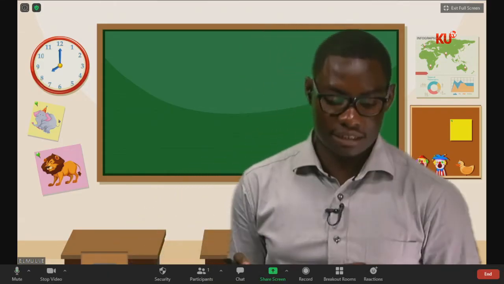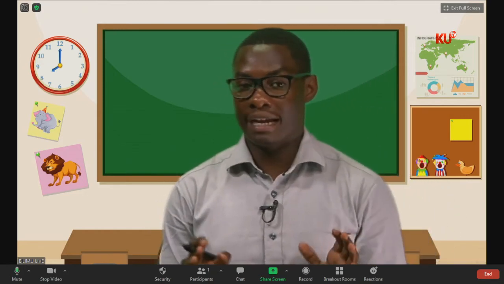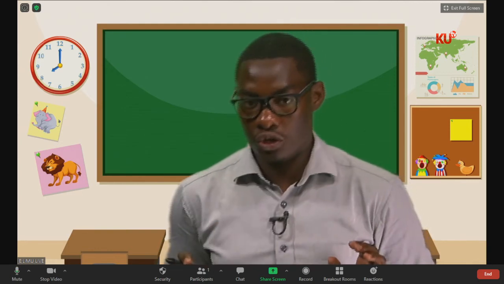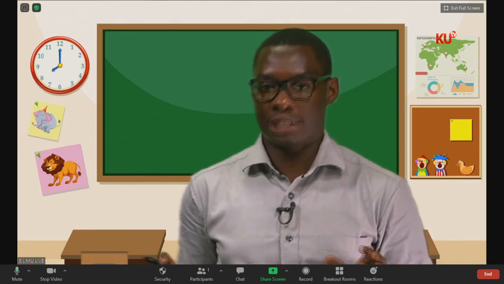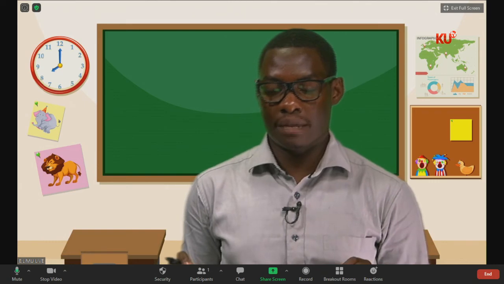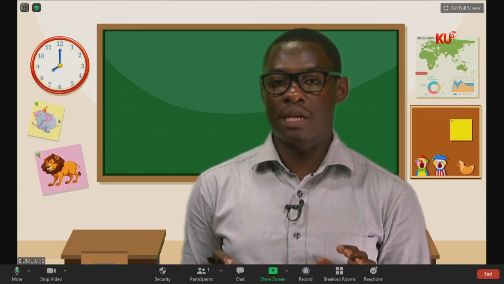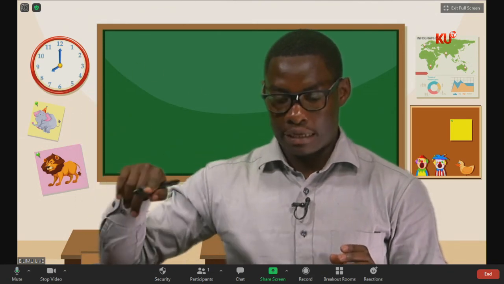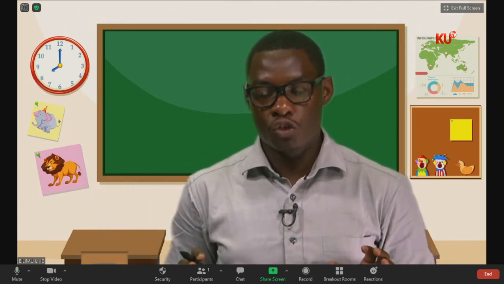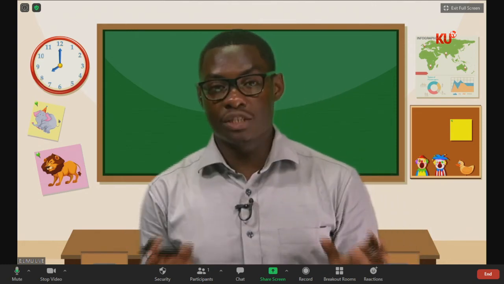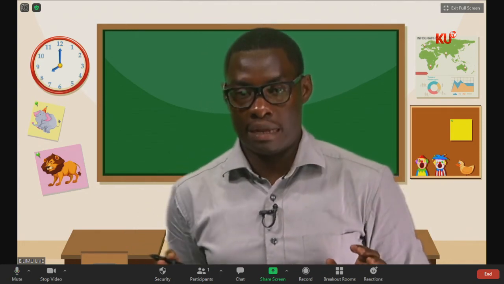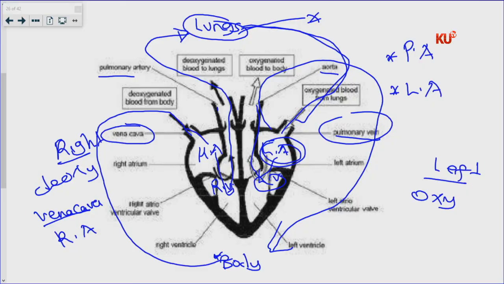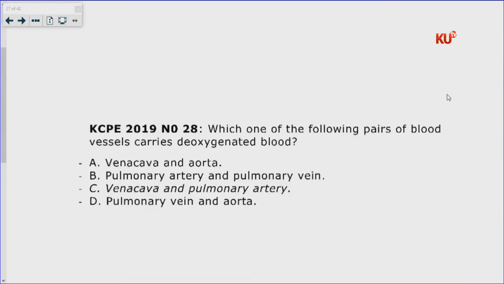The last part about the heart that is very important is that the left ventricle is the most muscular. Why? You can be asked that. It is the most muscular because it pumps blood to all the body parts. So it needs to be very muscular to pump the blood. So the main reason why the left ventricle is more muscular is it pumps blood to all body parts. Let's look at some of the KCP questions that were set.